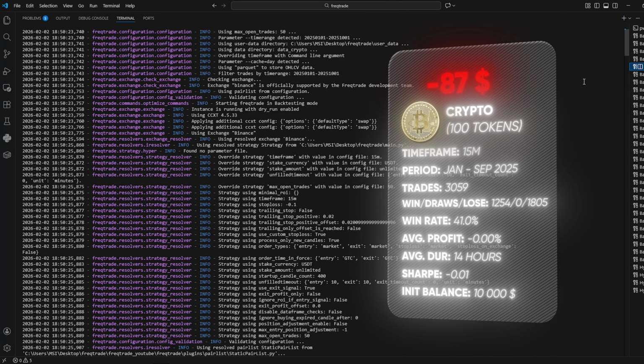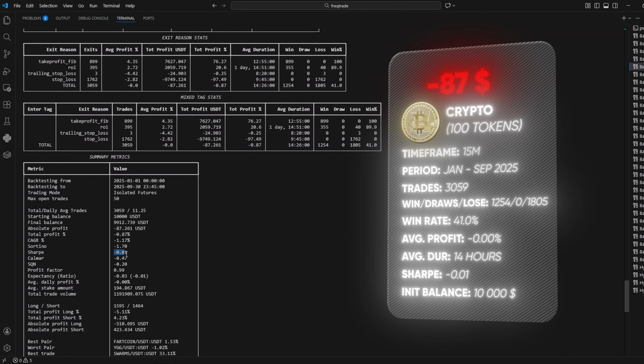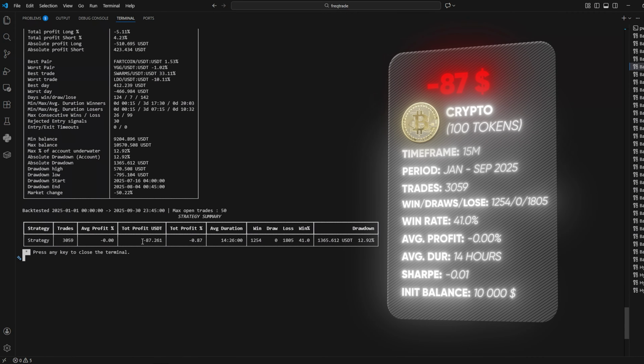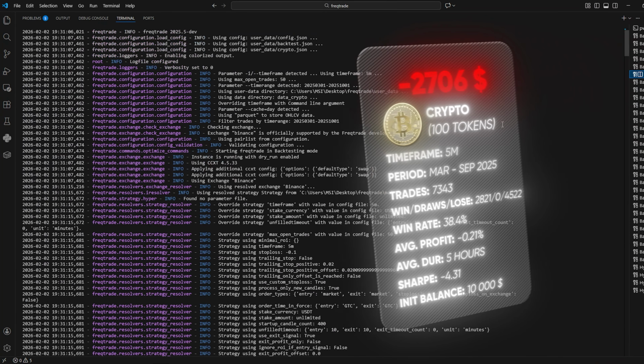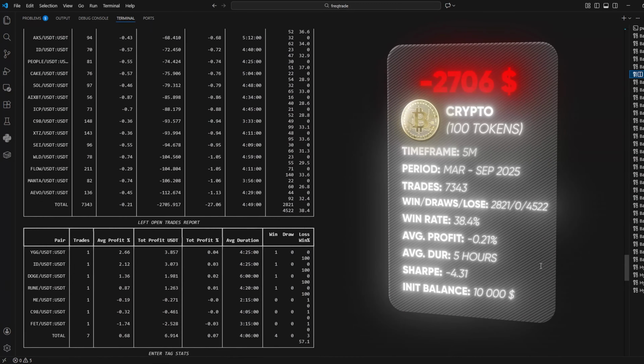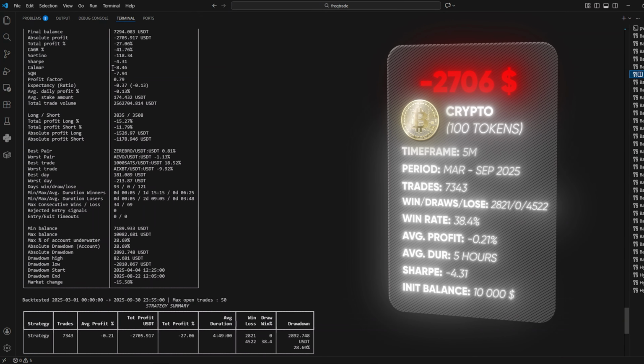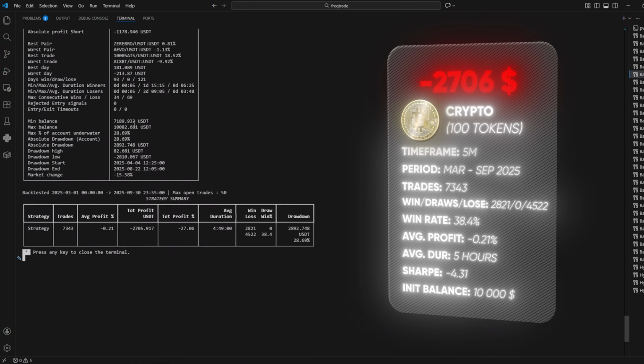Next 15 minutes time frame. Sharpe is minus 0.01, and we've lost only $87. Then 5 minutes. And this time Sharpe is negative, minus 4.3, and we lost $2,700.